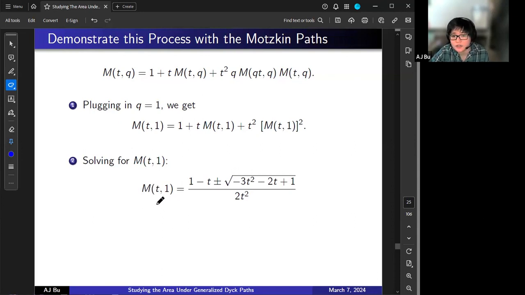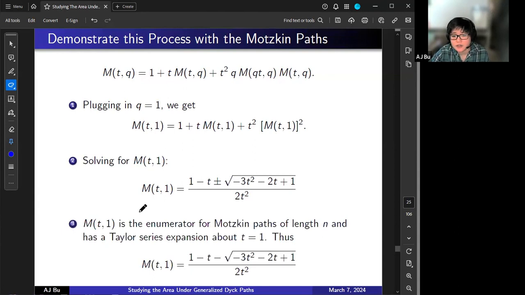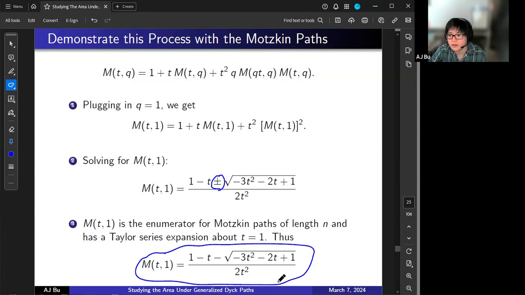So it should have a Taylor series about t equals... yeah, so it should have a Taylor series. And then, to do that, only one of these solutions will have a Taylor series, and that's going to be when this is a minus sign, right? So we know that this is going to end up being what our M of T1 has to be, because we know that it has to have that Taylor series expansion.